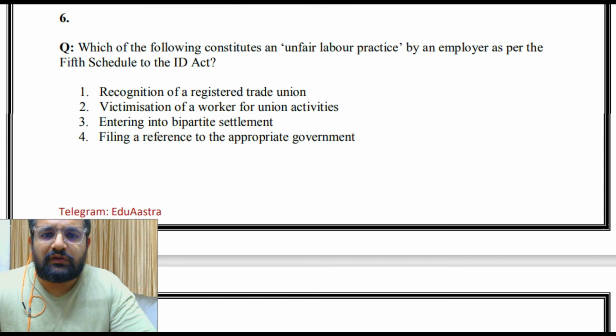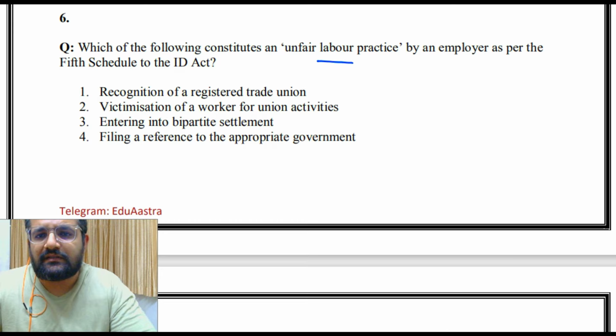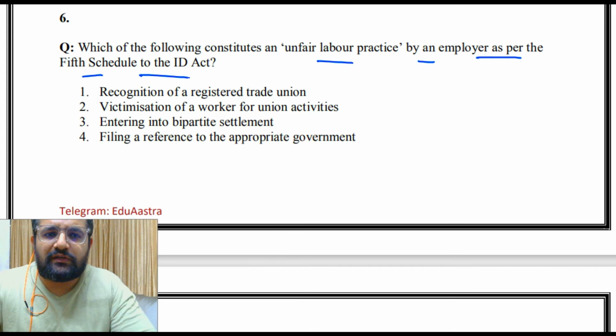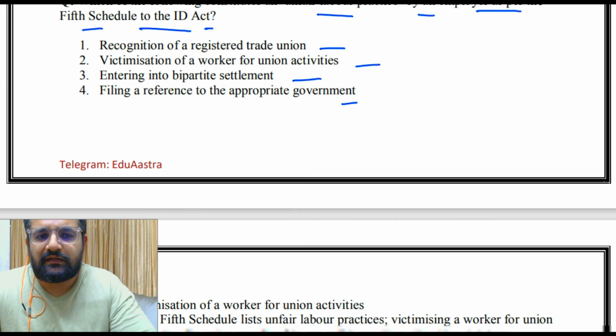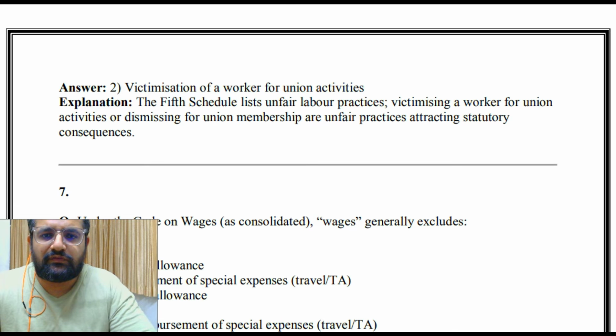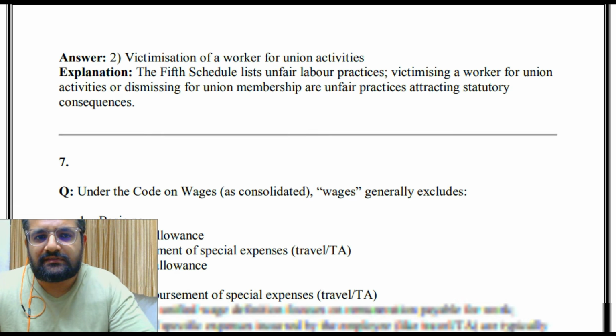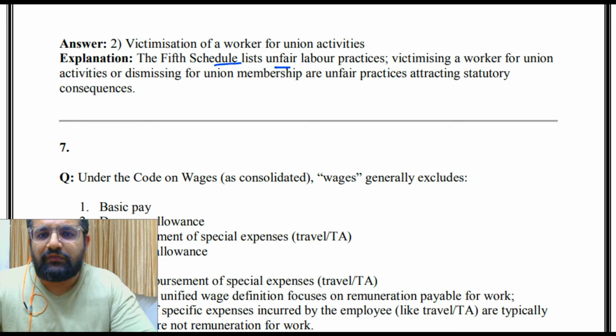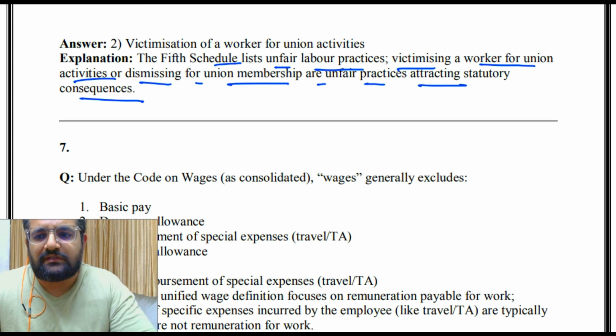Which of the following constitutes an unfair labor practice by an employer as per the 5th schedule to the Industrial Dispute Act? Recognition of a registered trade union, victimization of a worker for union activities, entering into bipartite settlement, or filing a reference to the appropriate government. So the answer is victimization of a worker for union activities. The 5th schedule lists unfair labor practices; victimizing a worker for union activities or dismissing for union membership are unfair practices attracting statutory consequences.